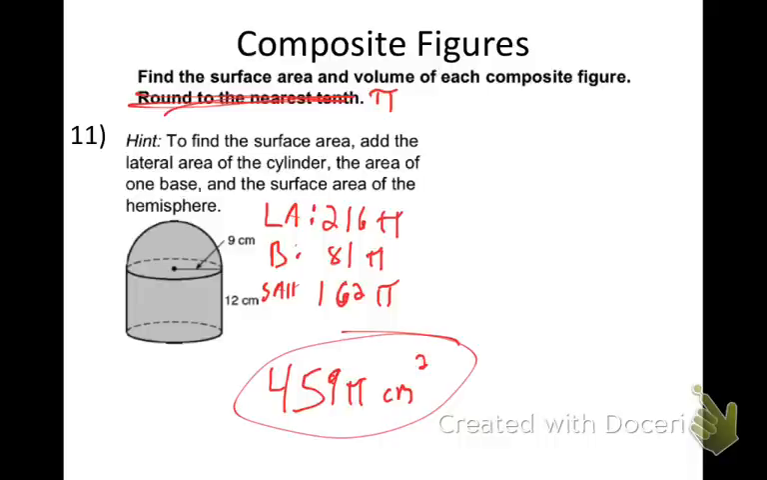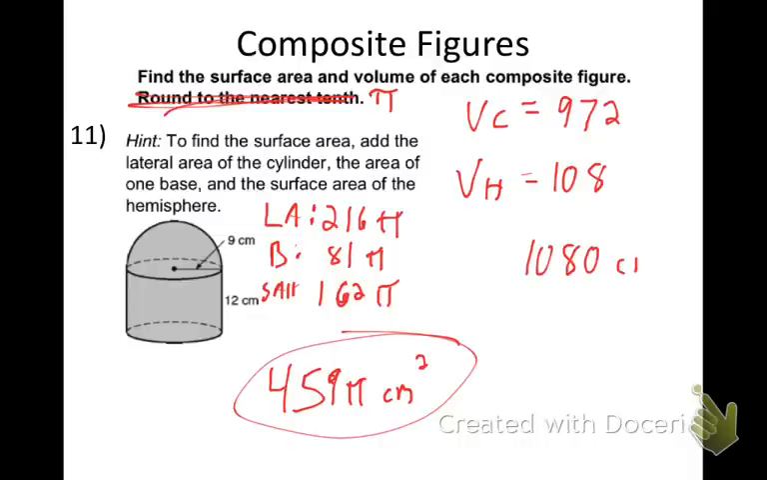And last but not least here, it said to find the volume. To find the volume, you do the volume of the hemisphere and the volume of the cylinder. What's the volume of the cylinder, Caitlin? 972, so it's 81 times 12, 972. Right? And then you do the volume of the hemisphere. What's the volume of the hemisphere? 108. And now you add those, and what's the total volume? 1080 pi centimeters cubed. Nice job. Here's your assignment.